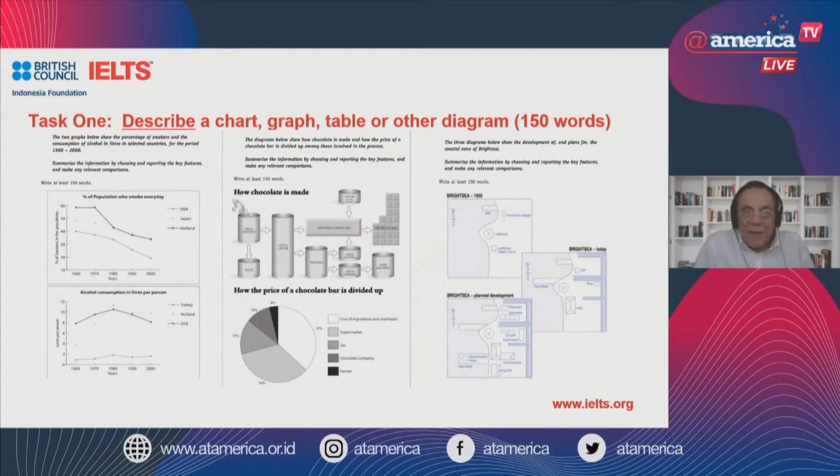Don't be frightened. You're never going to get all this. These are just samples I've put together of things you might have to describe there. On the left, we've got a couple of line charts. Here's the process. There's another pie chart. There's a map. But don't forget, whatever it is you have to describe, 2 paragraphs, overview, 150 words, 10 or 11 sentences, keep it simple, put in some linking words, and you are there.